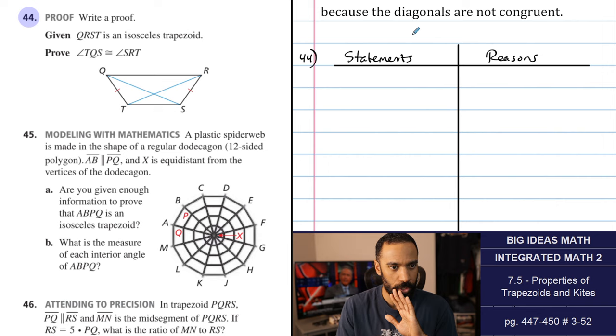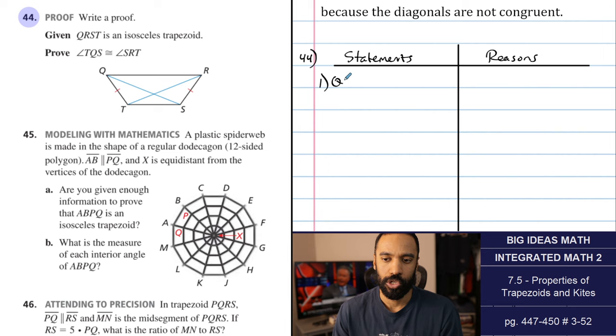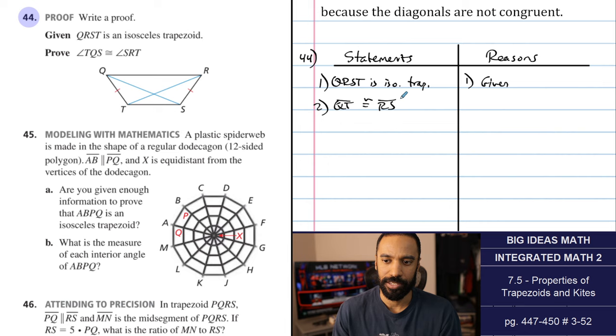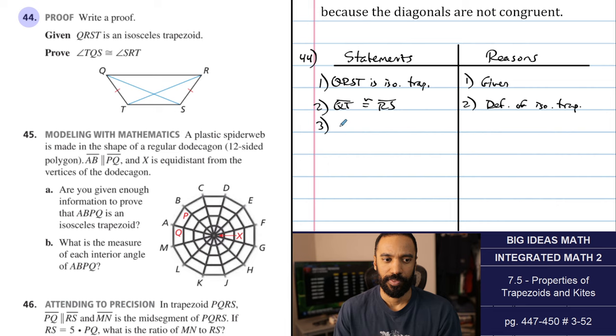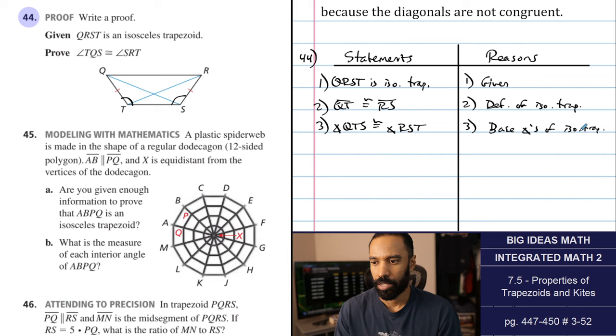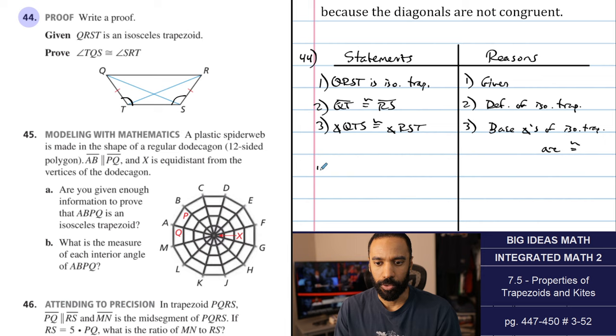This should be a short proof, though. So one, QRST is an isosceles trapezoid. Segment QT is congruent to segment RS by definition of isosceles trapezoid. So now I'm going to say those angles are congruent. This QTS and RST. Angle QTS. Base angles of isosceles trapezoid are congruent. Okay. And TS is congruent to ST. This is this bottom one right here. This is the reflexive property.